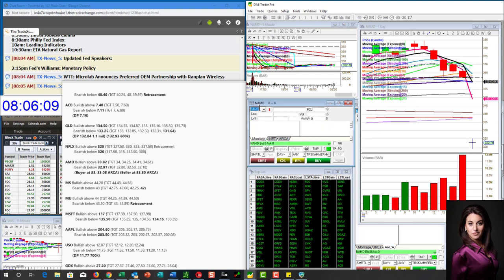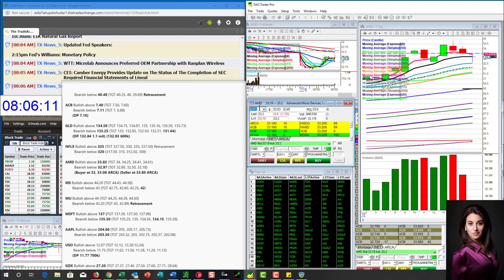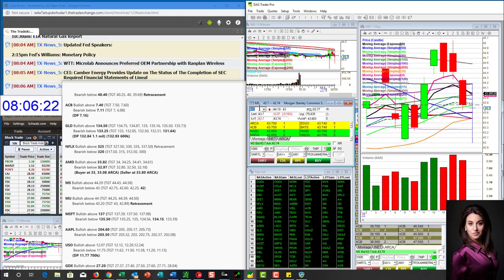AMD, not an easy stock to trade, but always has a lot of pre-market volume, and some people really love this, so it's always on the whisper. Bullish above 33.82, bearish below 32.97.